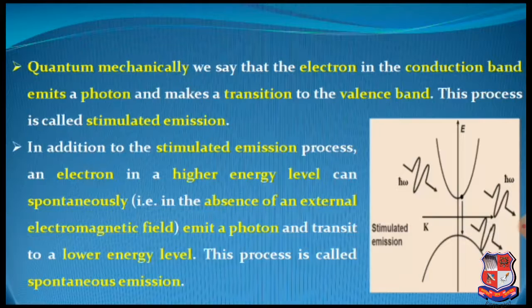In this case, if an electron emits a photon and transits to a lower energy level, this process is called spontaneous emission. So here in the emission mechanism, we have to consider two different parameters, stimulated emission and spontaneous emission.